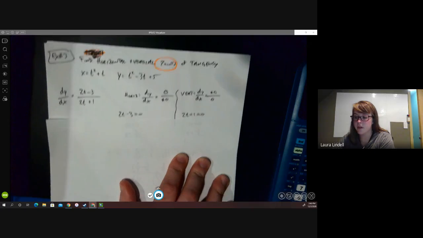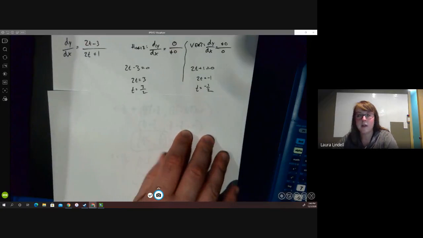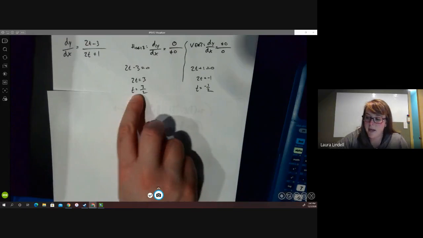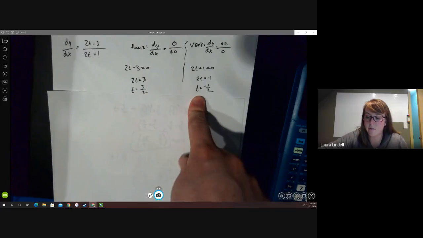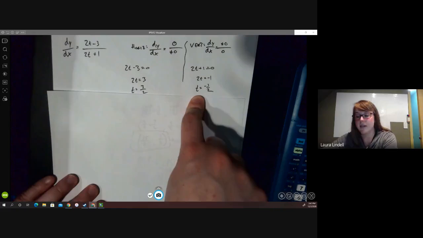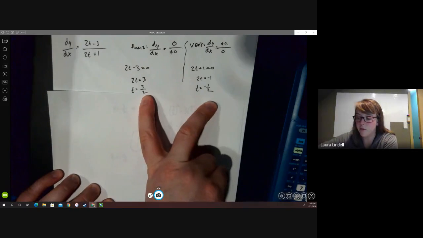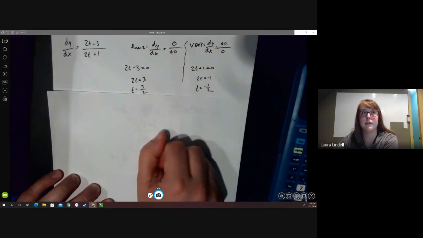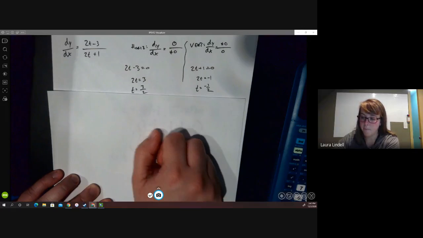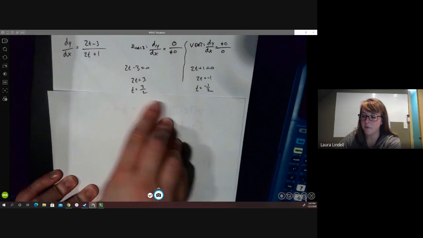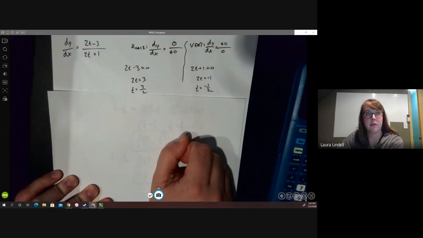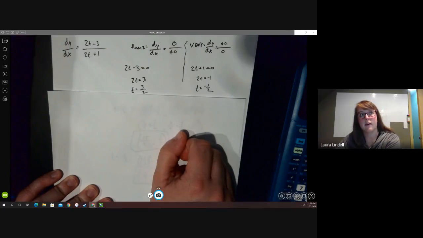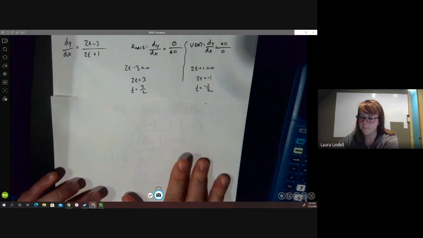And then we'll go through and solve both of these for t. And we find that t is 3/2 for this one, and t is -1/2 for this one. So that tells me that we don't have any cases where it's 0 over 0. So we're good. We don't need to do anything with that, except for now plug both of these in to find our values of x and y that give us a point of horizontal or vertical tangency.